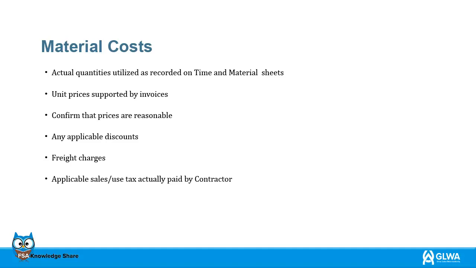Material costs should be thoroughly reviewed for the following information: actual quantities that are recorded on time and material sheets, unit prices that can be supported by invoices. It needs to be confirmed that the prices are reasonable. Any applicable discounts. If the contractor receives discounts, those savings should be passed on to GLWA. Freight charges and applicable sales and use tax actually paid by the contractor. Currently, all contractors are required to pay sales taxes.